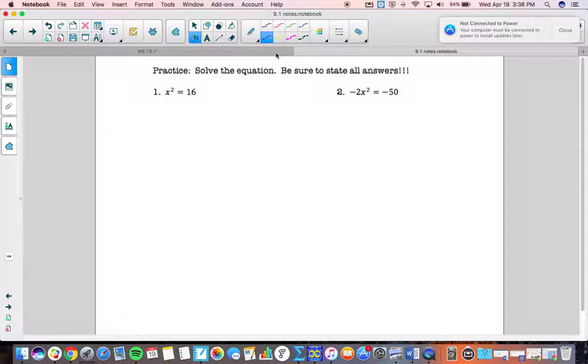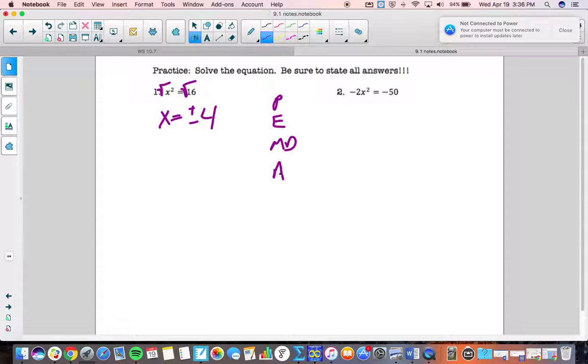So solve the equation, be sure to state all the answers. So here, what's being done to x? It's being squared, so we'll square root it. So x equals 4, but it's plus or minus 4. Make sure we solve these things, or undo these things that are being done to x, from the bottom up on PEMDAS.